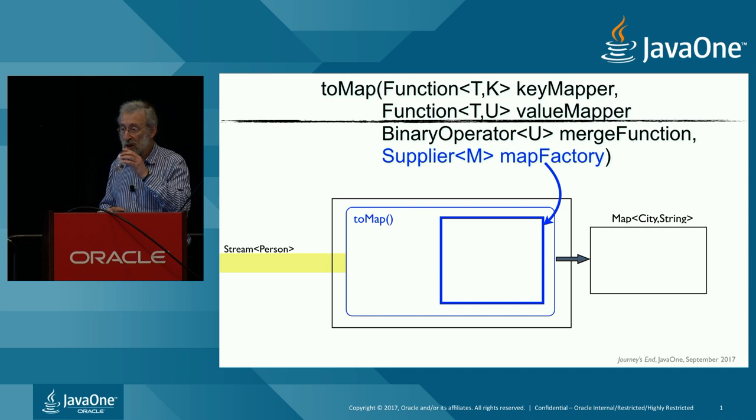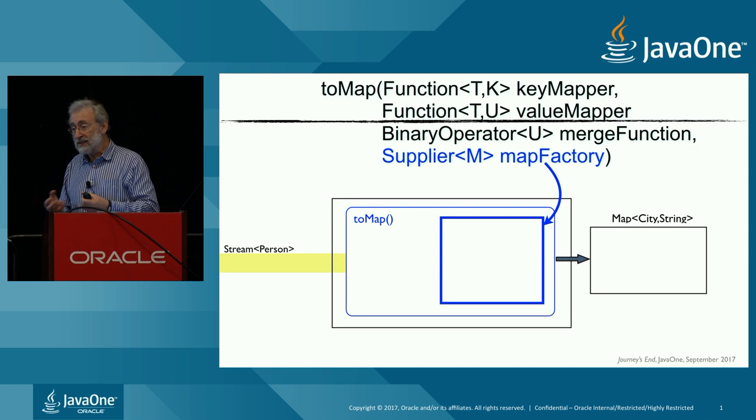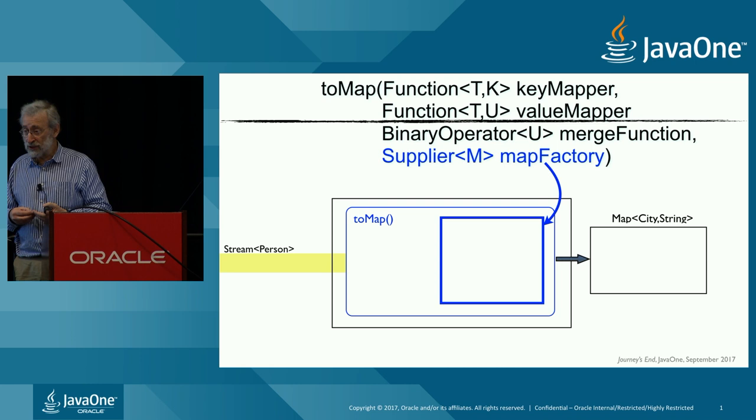It does indeed. Sorry. So the question is, at the end, does it have to combine the multiple tree maps that it's created? Yes. Absolutely. So it has to do a map merge at the end, and it has to do that in a thread-safe way, because tree map, of course, is not thread-safe.